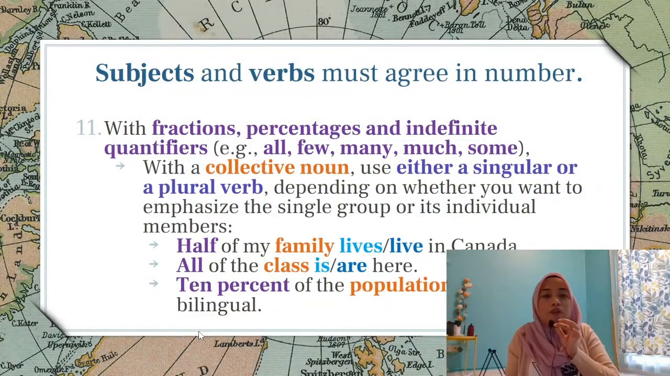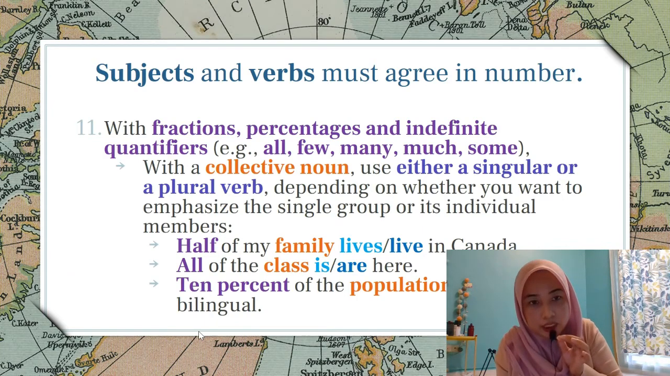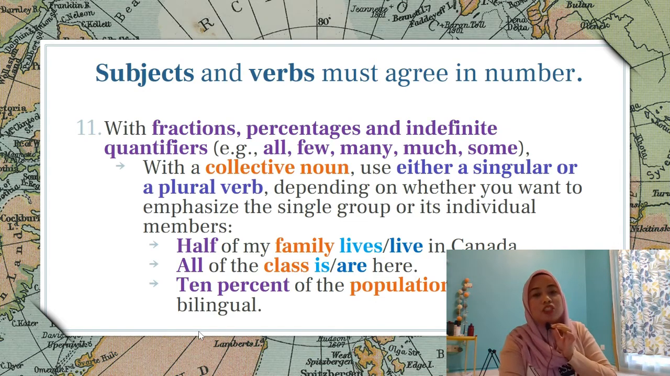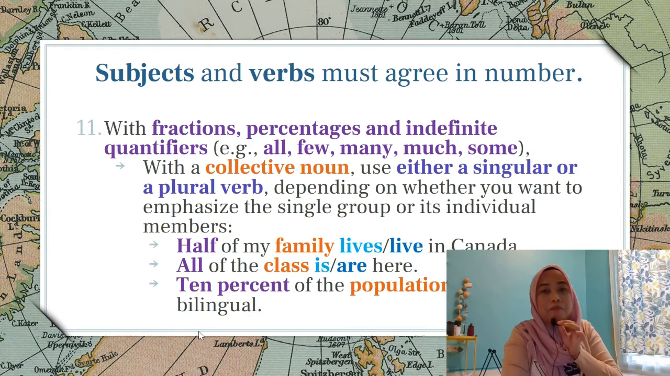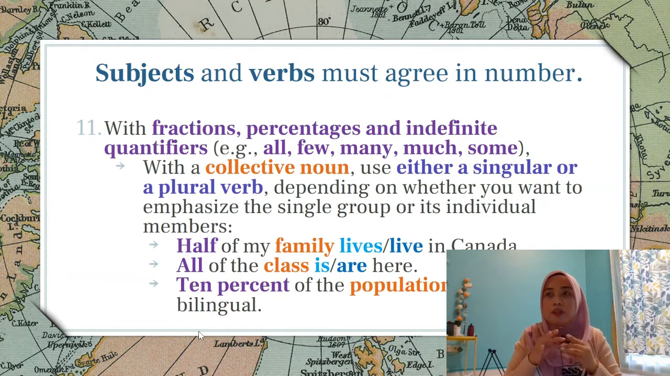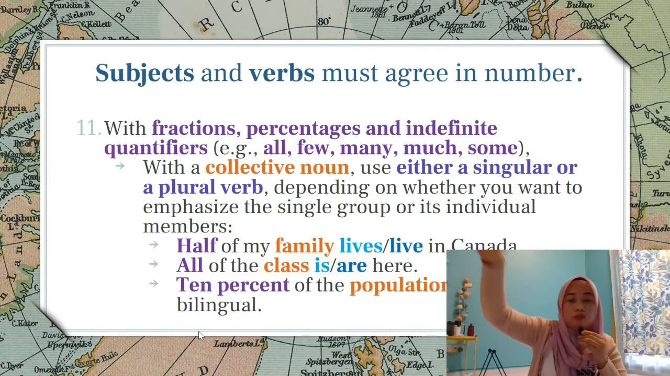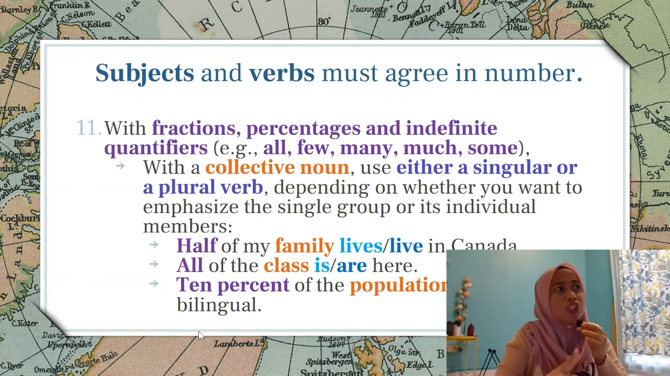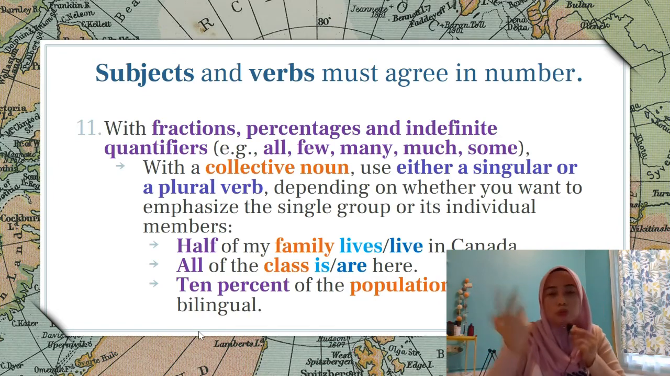So for rule number 12, when you have a fraction, percentage, or even indefinite quantifiers like all, few, many, much, some, sometimes it depends on the context. So for instance, family could refer to your family members, so it's plural, but sometimes it's referring to one collective family, that family, so it's singular. All right, sometimes you need to ask people more about it. Oh, do you mean this family or that family? You mean that furniture or the whole furniture?